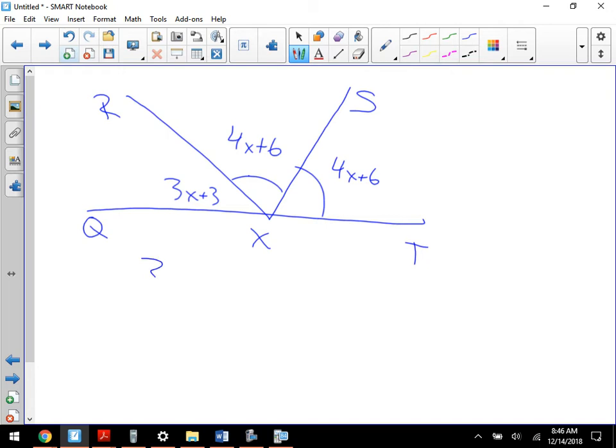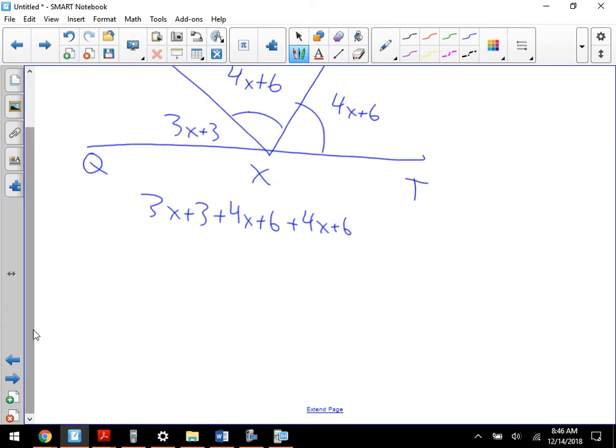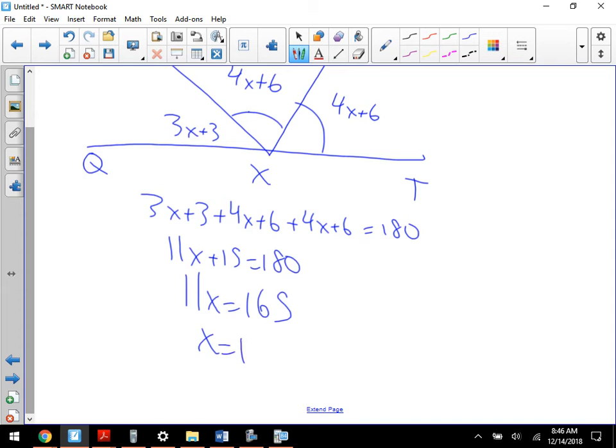So we have 3x and 3, 4x and 6, 4x and 6, 11x, and 6 and 6 and 3 is 15. I believe you should get 15 as well. And then find QXR. 3 times 15 is 45. Add 3, you should get 48.